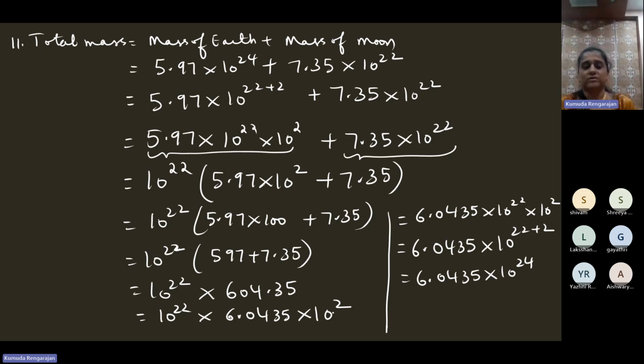6.0435 into 10 squared. Now you can see 10 squared, 10 to the power 22. Bases are same and it's multiplication. So add the powers, 22 plus 2. So 10 to the power 24. The final answer should be in the standard form. And it is.